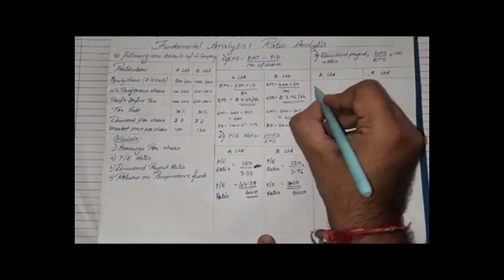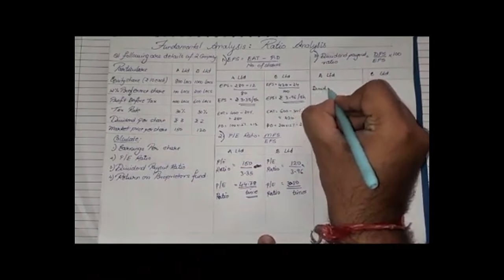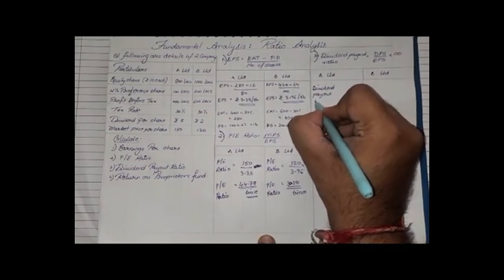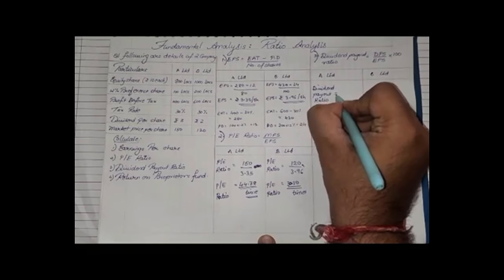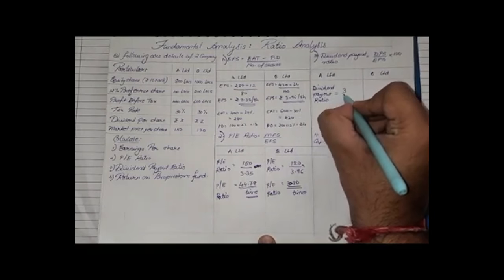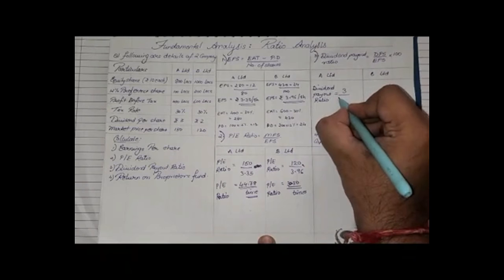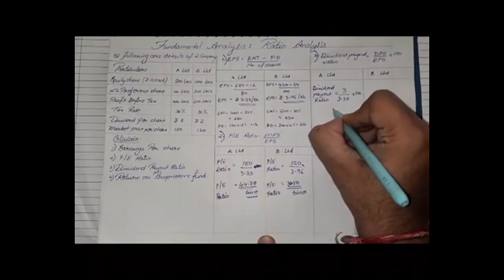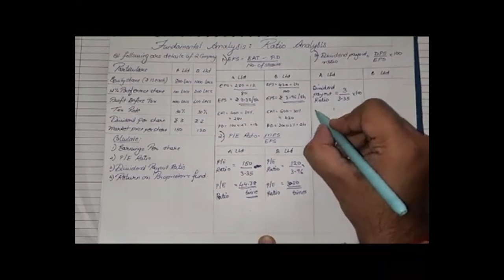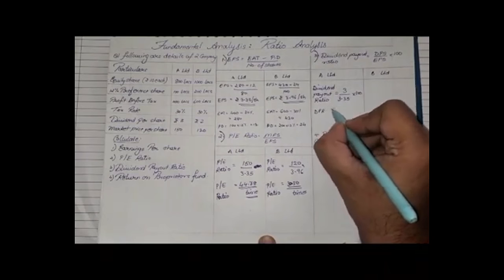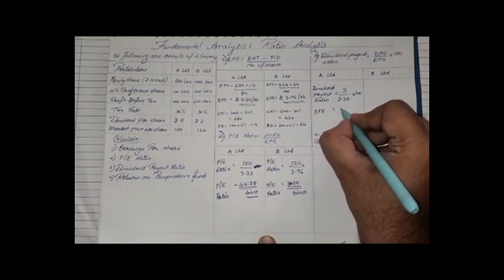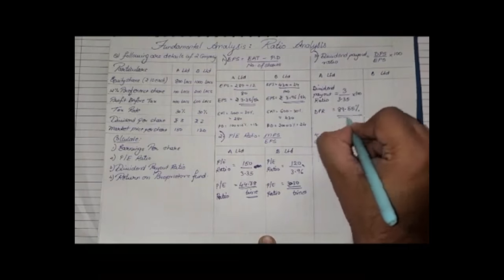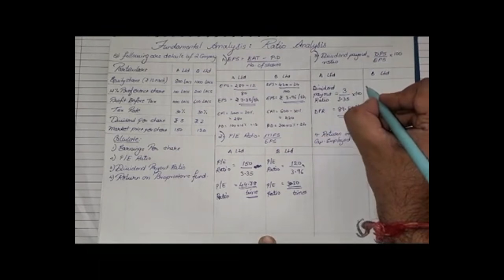So for A Limited, the dividend payout ratio is equal to dividend per share, which is rupees 3, upon earning per share, that is 3.35, into 100. So when you divide and multiply, your dividend payout ratio, we call it DPR, will be approximately 89.55%.